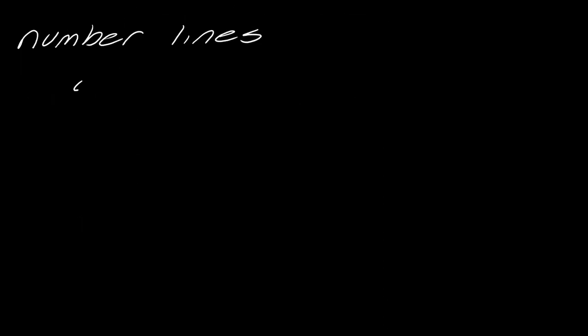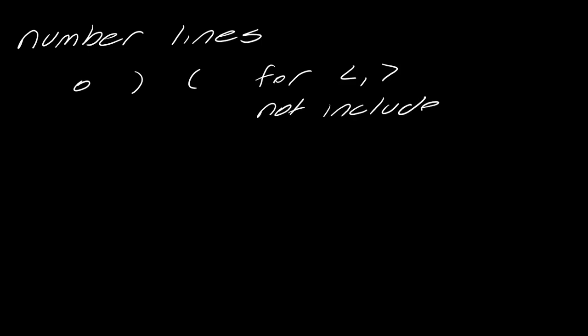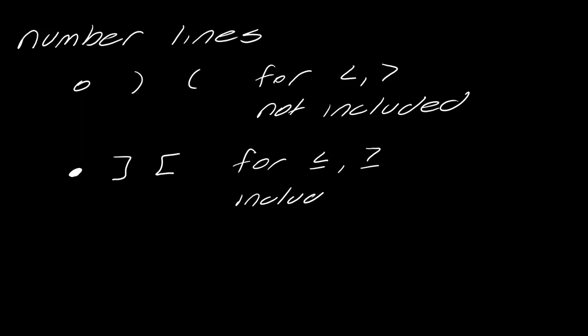In general, for terminology with number lines, we use these symbols for the less than or greater than sign, or to show that a number is not included. And then the other signs that we use for number lines look like this. This is for less than or equal to or greater than or equal to. So this would mean that the number is included.